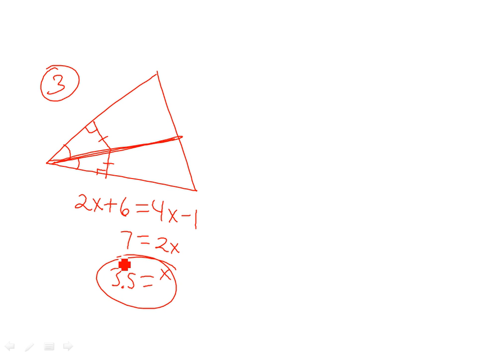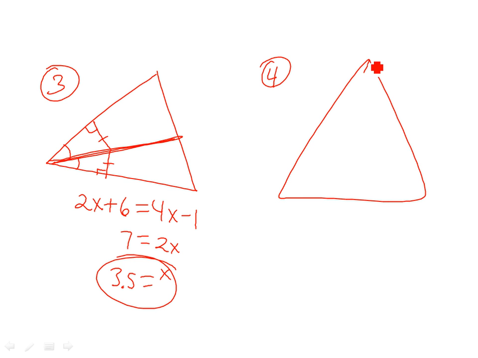Give me another one. Number 4. Triangle looks like this. They tell us that this angle right here is 3x plus 3. These are the ones I'm going to put on the test and you'll be lost.